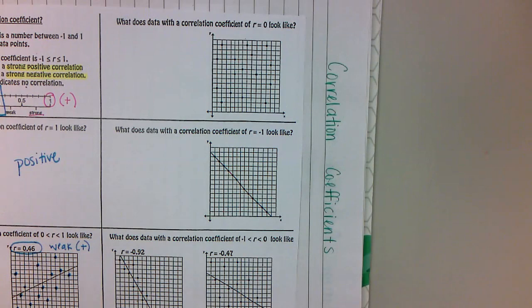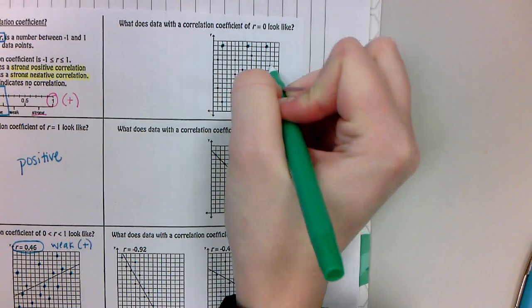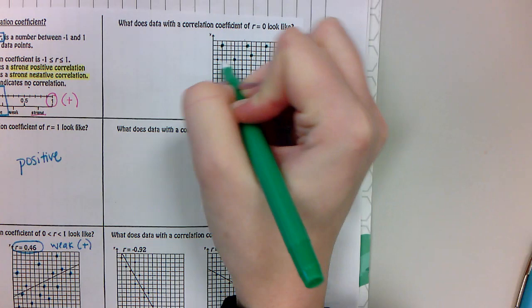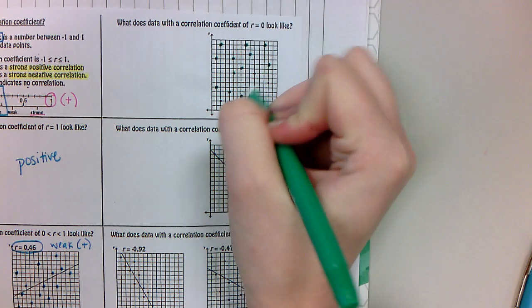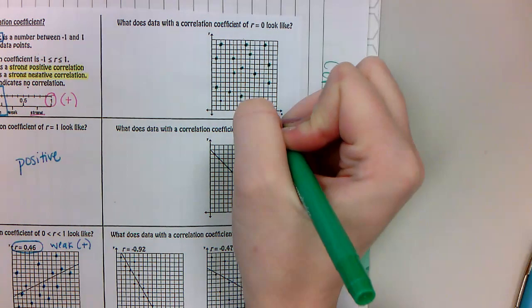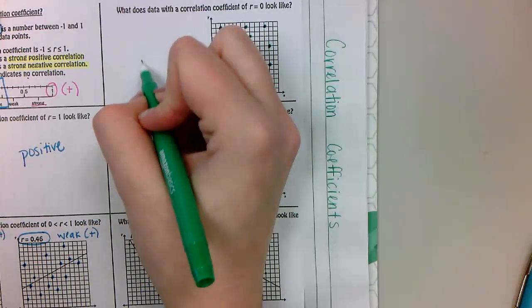And then over here, it says, what does a correlation coefficient of R equals 0 look like? It looks like this. So again, I'm going to go over these points so you can see them better. But there's basically points everywhere, meaning I can't really tell that they're all moving in a certain way. They just look random. So that's none.